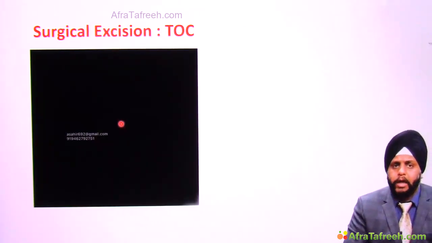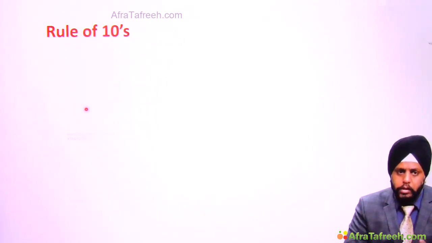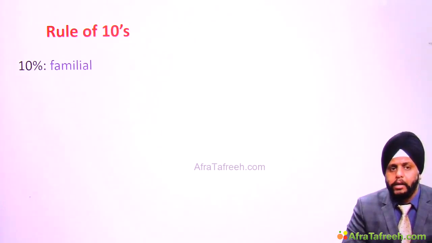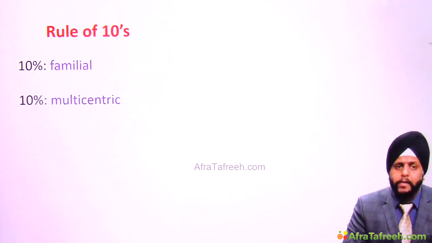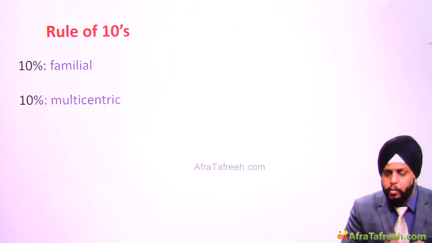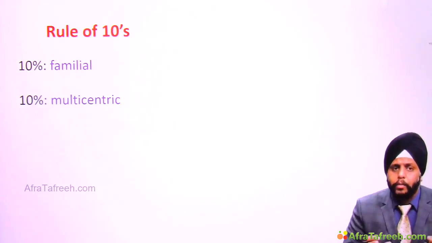Now, before I finish this topic, there is a rule of 10 that you must know. The glomus follows the rule of 10. What is the rule of 10? 10% are familial. They are hereditary. They run in the families. 10% are multicentric. They have multiple centers of origin. That means not one paraganglionic cell, but multiple paraganglionic cells will give rise to the tumor.